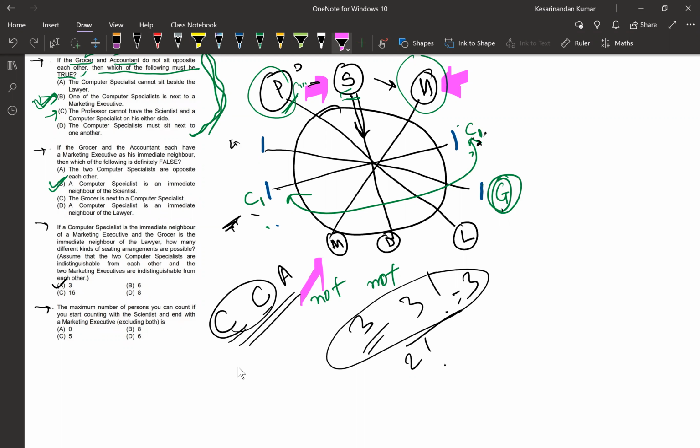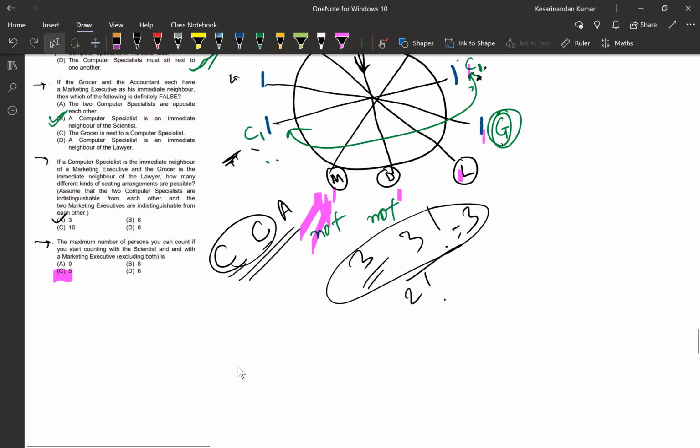Others? Five. Anybody with a different answer than 5? Yes, the answer would be 5, guys. If we start from this one and end here, so 1, 2, 3, 4, 5, because we have to exclude them. So yes, 5 will be the answer.